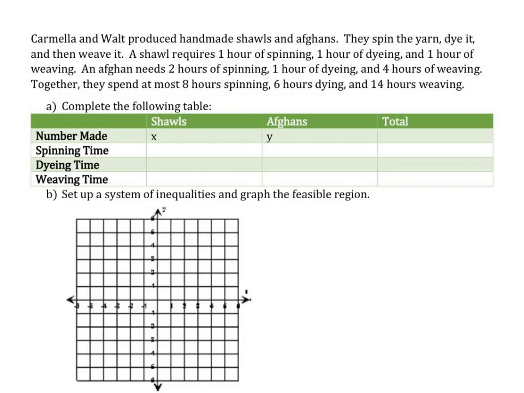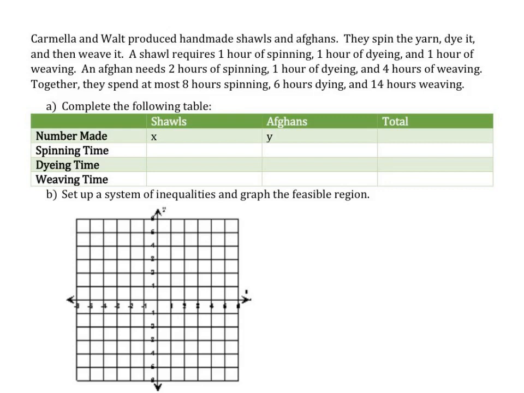Okay. Carmilla and Walt produced handmade shawls and afghans. They spin the yarn, dye it, and then weave it. A shawl requires 1 hour of spinning, 1 hour of dyeing, and 1 hour of weaving. An afghan needs 2 hours of spinning, 1 hour of dyeing, and 4 hours of weaving. Together they spend at most 8 hours spinning, 6 hours dyeing, and 14 hours weaving. So I'm going to let shawls represent X and afghans represent Y. And we're going to complete the following table here.